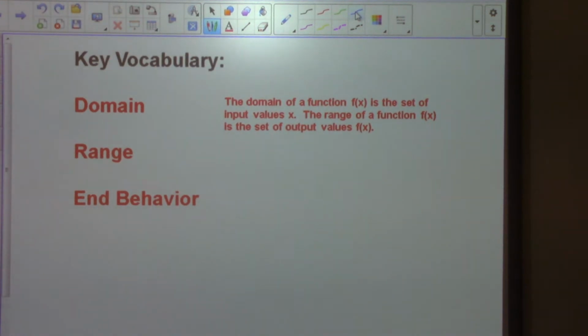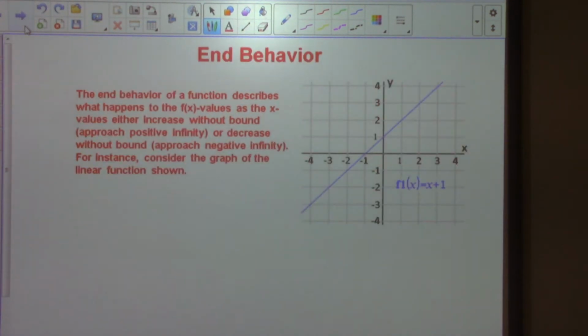Well, here we have the definition of a domain and a range. The domain of function f of x is a set of input values x. The range of function f of x is a set of output values f of x. So it's kind of like in that song, remember? The x is on the left, the y is on the right, and so that's basically what it is. Let's go on here. And now end behavior.